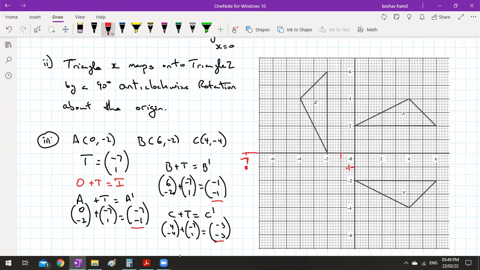So, sorry, wait. So this is a -7. That's the point there. This will be -1 here, -1, -1. So that will be prime. And C, -3, which is here, and -3, which is on this line.